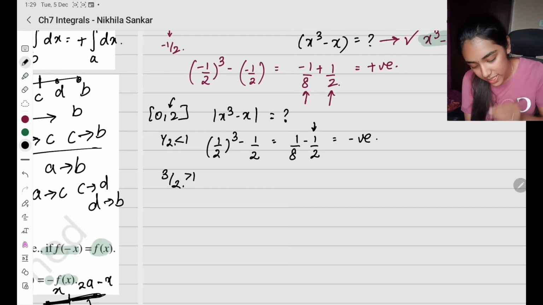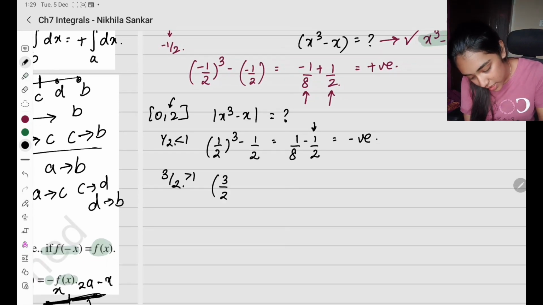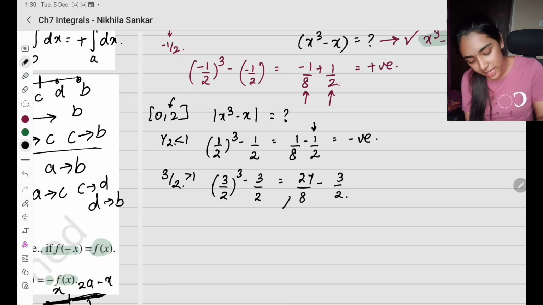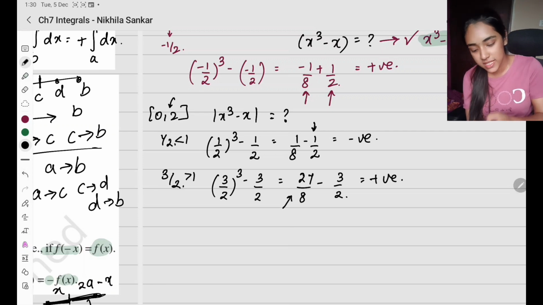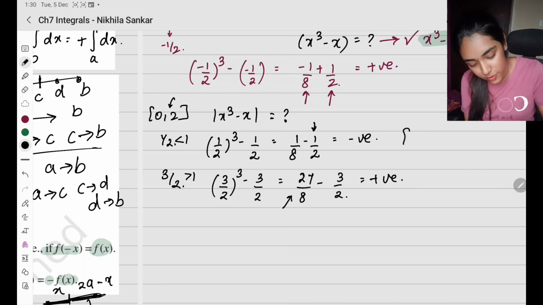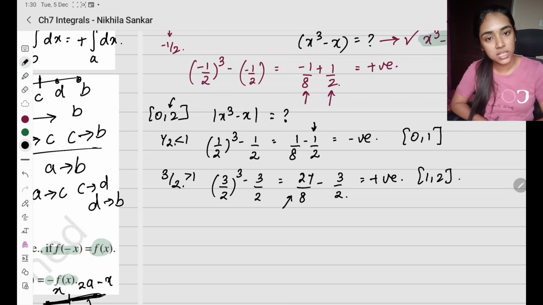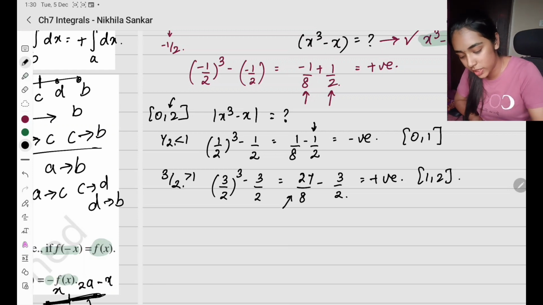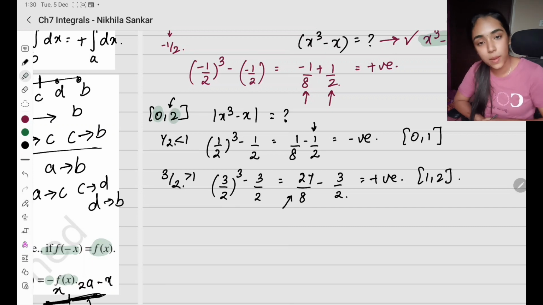So what happens? When I substitute 3 by 2, I have 3 divided by 2 the whole cube minus 3 divided by 2. So I have 27 divided by 8 minus 3 divided by 2. So in this case, this is the bigger function. So this is going to be positive. So what do we see here? I need to split 0 to 2 also into two different intervals, which is going to be 0 to 1 and 1 to 2. Understood? We check both values like this. The value that is close to the lower limit also you have to check. The value that is close to upper limit also you have to check.